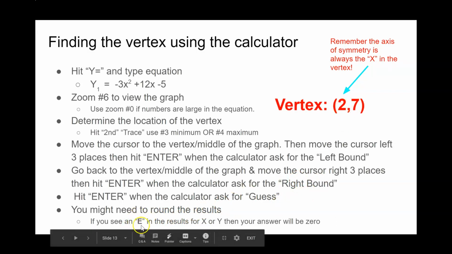If you ever do an equation and you have an E in the result of the y or the x, the answer will be 0. So we put 0 in either spot, if you see that little E.